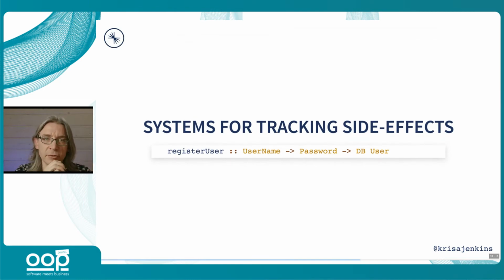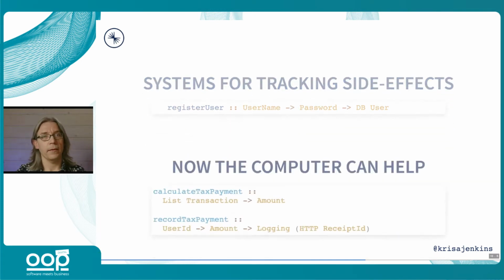Imagine I want to register a user. Give me a username and a password, and I will give you back a new user in the context of having access to the database. Suddenly we can pull in these side effects into a place where the compiler can help us track them and keep tabs on them.